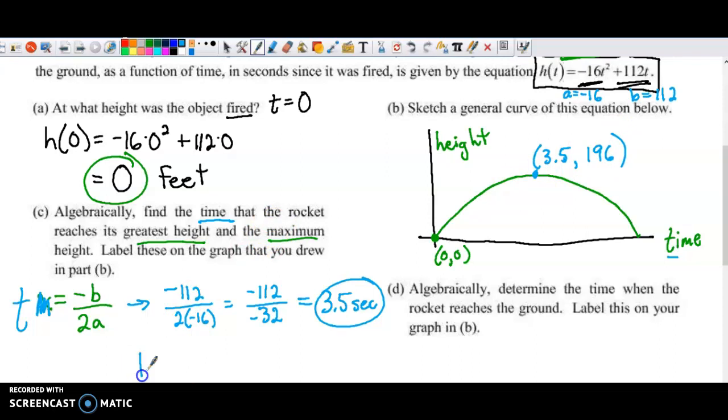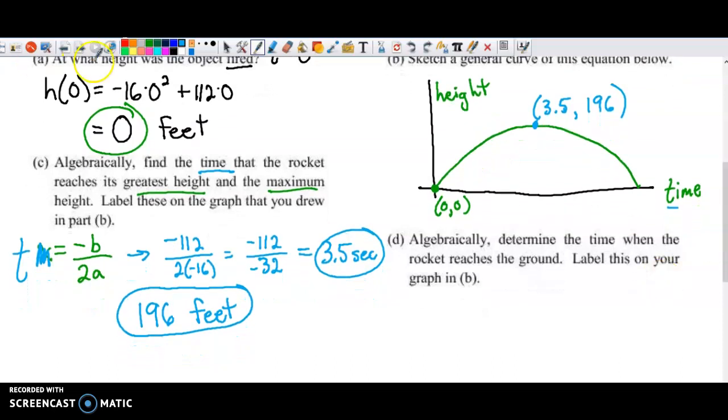So what is the maximum height? It's 196 feet. And I went ahead and labeled those already. Now, algebraically determine the time when a rocket reaches the ground. There's actually a couple ways you can do this. Usually, if it starts at 0, it needs an end. This only works if you're starting at the origin. If it takes 3.5 seconds to get up here, it also needs to take 3.5 seconds to get back to the Earth. That rule does not apply if we shifted up on the curve at all, so that trick does not always work. So I already know that my answer is 7 seconds.